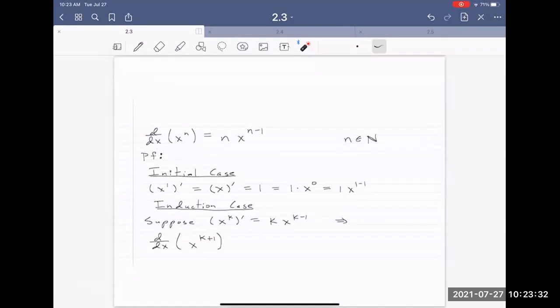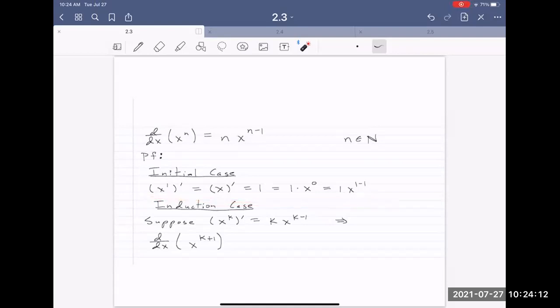Okay, so let's do the initial case, when n here is equal to 1. So I want to look at the derivative of x to the first power. So this is just the derivative of x. Well, we already have proven that the derivative of x is equal to 1. And so, well, 1 is the same as 1 times x to the 0. So this is equal to 1 times x to the 1 minus 1. So this case holds when n here is equal to 1.